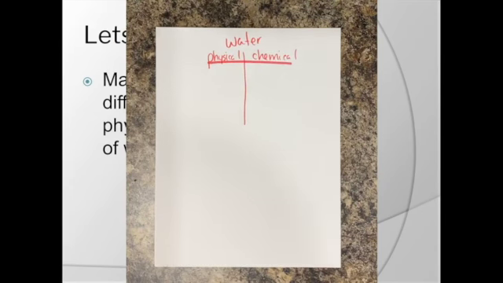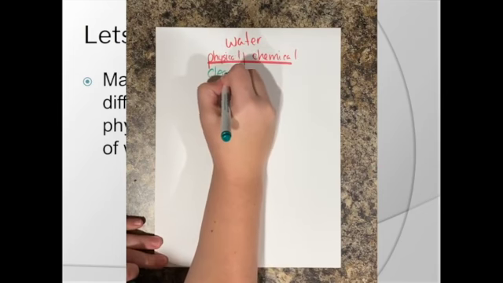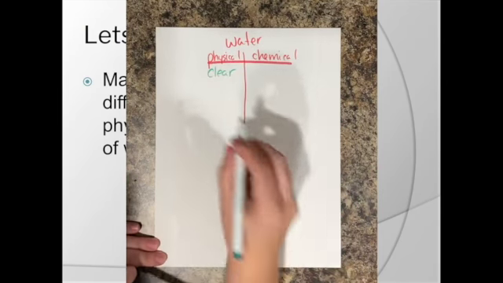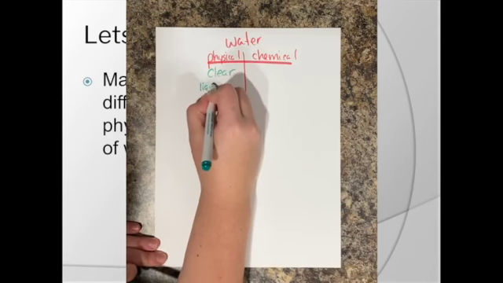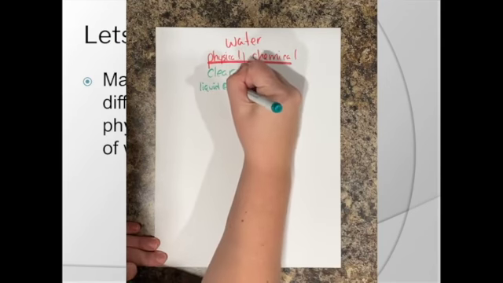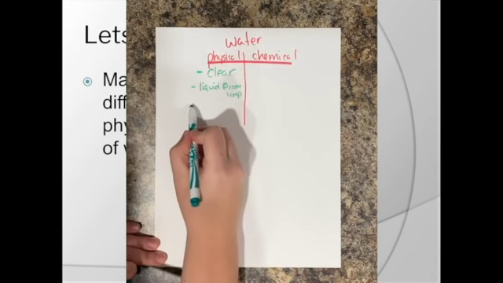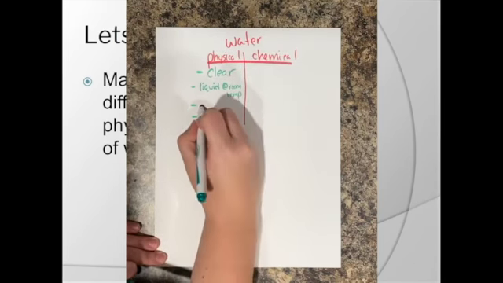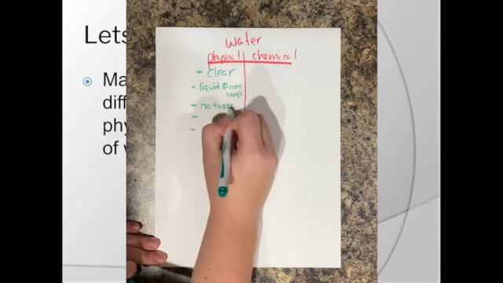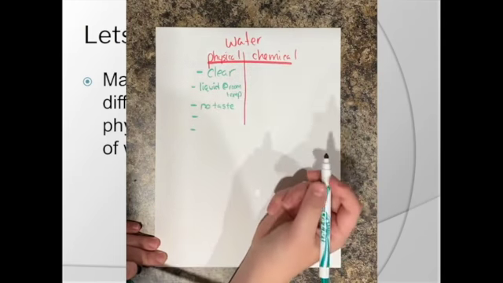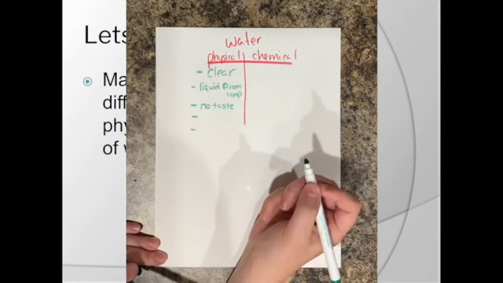All right, so first let's think of physical. Well, let's think of the 5 senses. What does it look like? Well, it's clear. It's a liquid at room temperature. It doesn't really have a taste. So that's what it looks like, what it tastes like, really what it feels like.